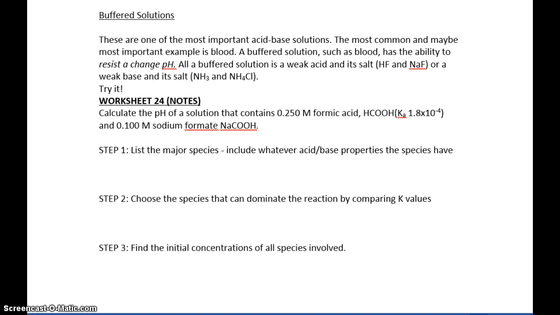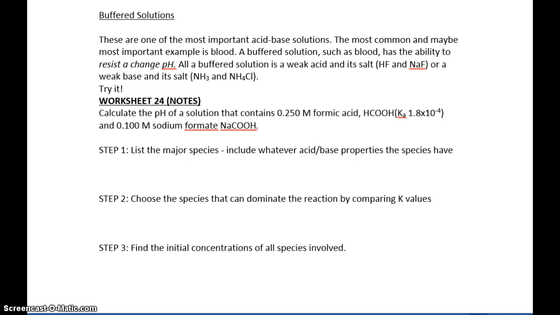But I wanted to use the word buffered solutions with you because you're going to see this word when you move on into biology. It's one of the most important acid-base solutions. And the most common and maybe most important example is blood. A buffered solution such as blood has the ability to resist a change in pH, meaning our body chemistry stays relatively stable pH-wise, or we'd be in big trouble anytime we consumed anything that was sort of acidic or basic.